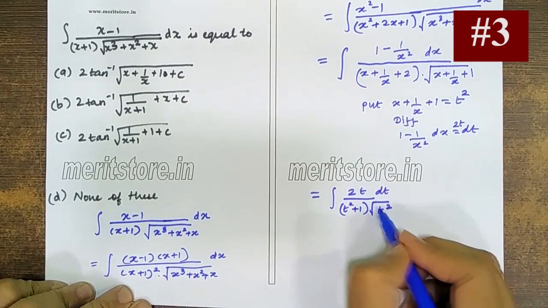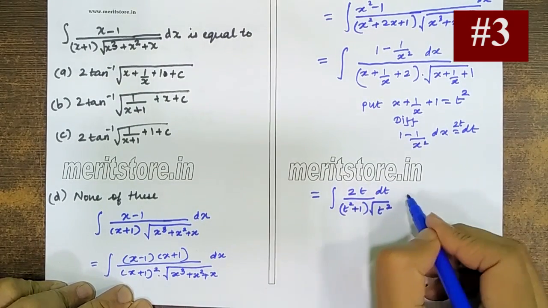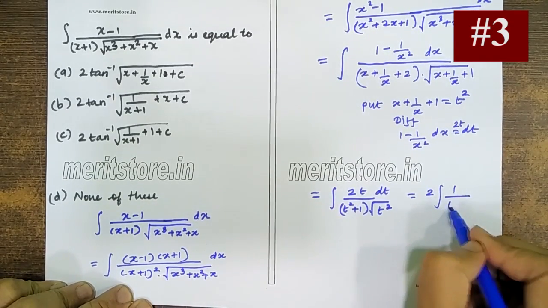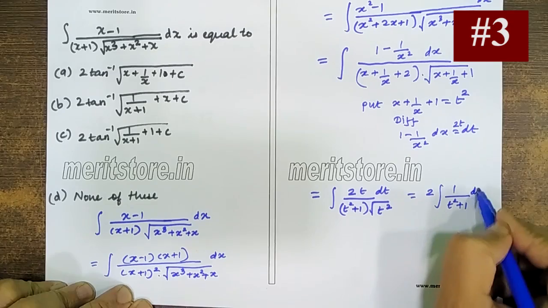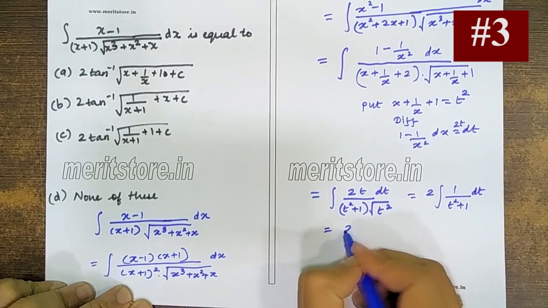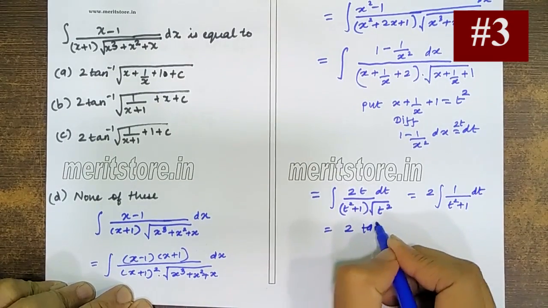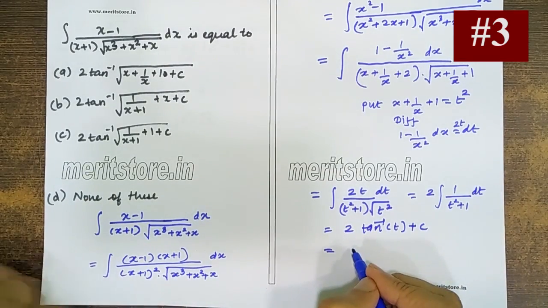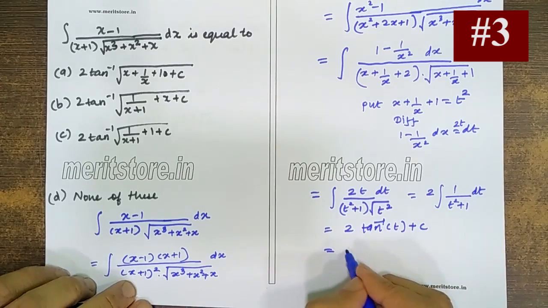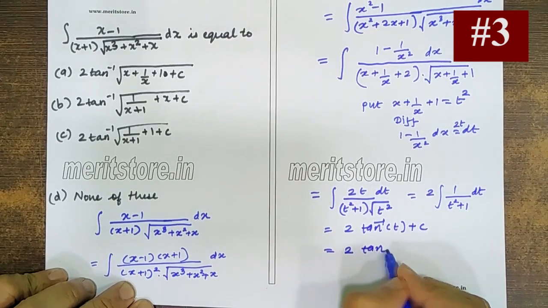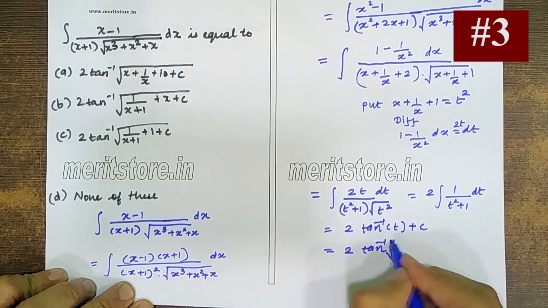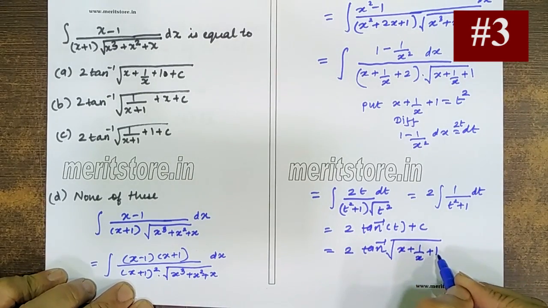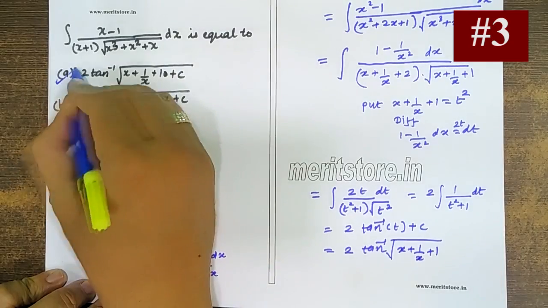Now under root of t square will get cancelled, so t and t will get cancelled, so it is only 2 upon integration of 1 upon t square plus 1, which is equal to 2 times tan inverse of t. And now we will resubstitute the value, so that is 2 times tan inverse of under root of x plus 1 upon x plus 1. So here A is the answer.